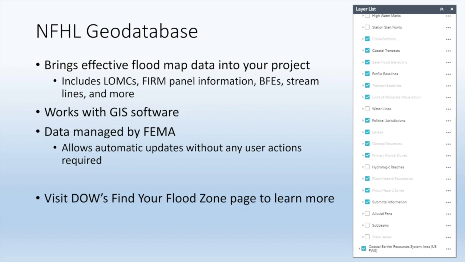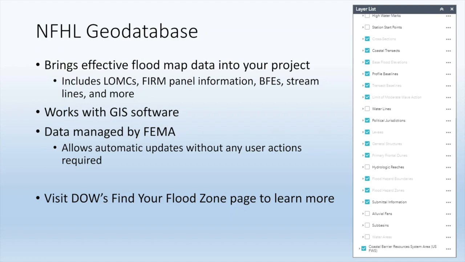So information such as the firm panel information, letters of map change, LOMAs, LOMARs, where they are, base flood elevations, streamlines, and more. You can see from that picture on the right, there is a ton of information included in the National Flood Hazard Layer. Some of it doesn't necessarily apply to Kentucky. It's more for coastal users, but all that information is there. It works with any GIS software, so whether you have a local install of ArcMap or you're using ArcMap online, it doesn't matter. It can work with both.